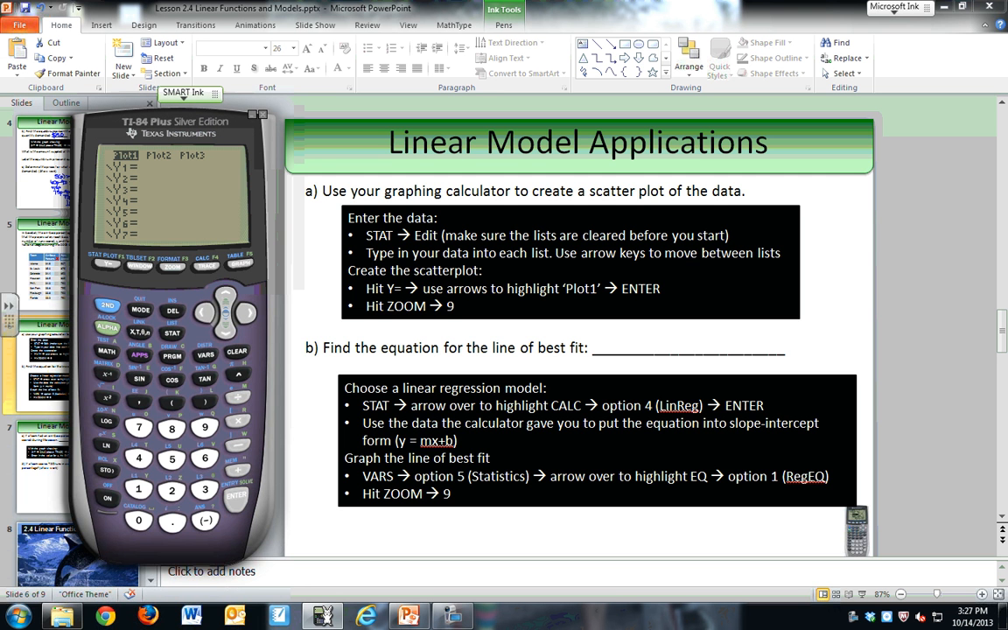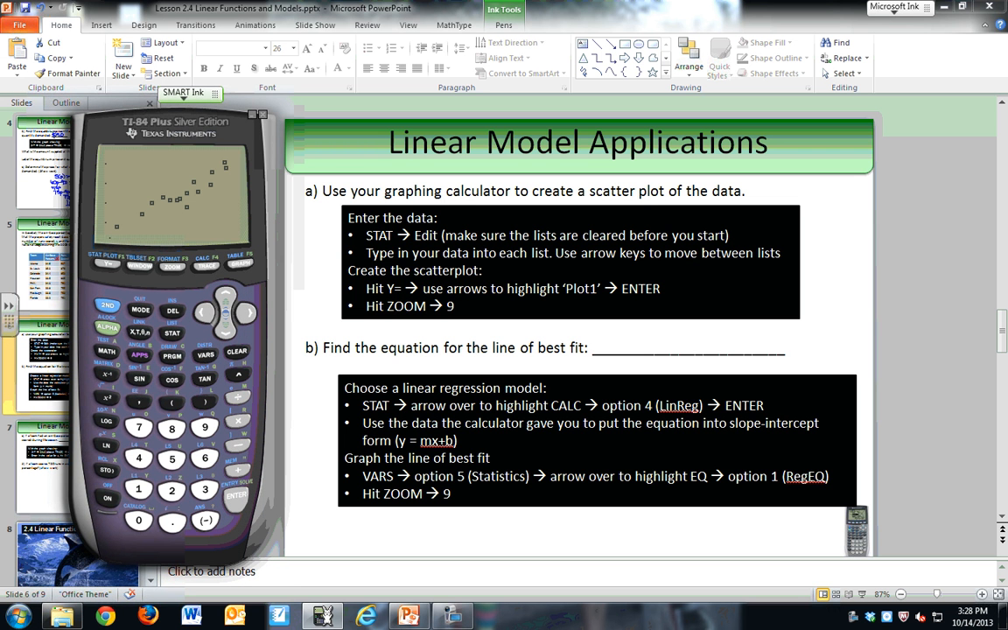So you want to make sure that your plot is on. Also, you could go into second stat plot, which is above the Y equals, and turn it on. Also, make sure you're on plot 1, it's list 1 and list 2, since that's what we put it in. Going back to your Y equals, we're going to hit zoom 9. And there is your scatter plot of all of your data points, looking pretty linear.